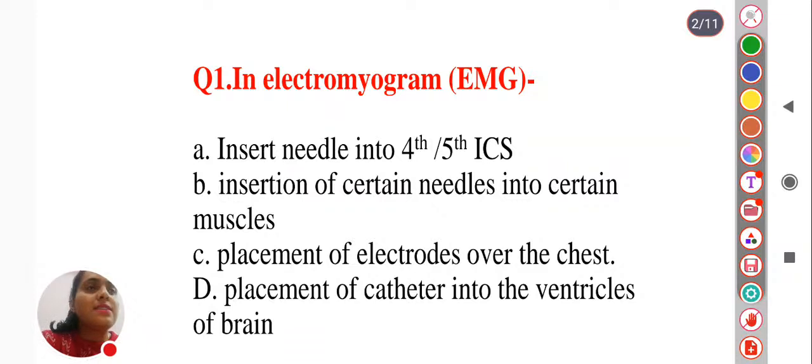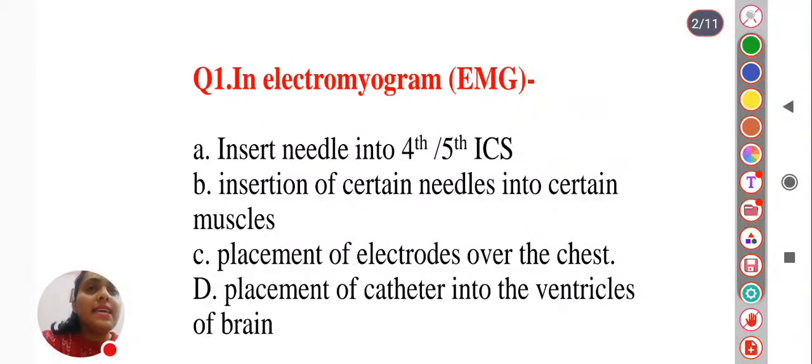Upma Gupta has answered B option, insertion of certain needles into the certain muscles. Kiran Chauhan B, Kanika B. Good children, reply more. Varsha Thakur B answer. Kritika Rashta B. Very good children who have replied the B answer. This is very much correct.